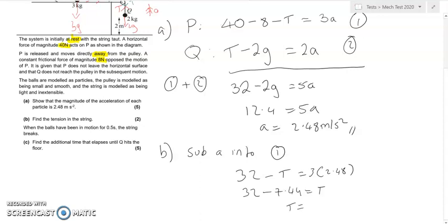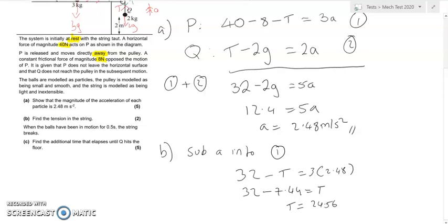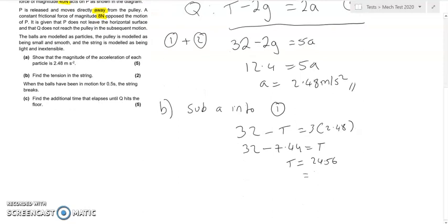So T came out as 32 minus that, which is 24.56, and so that's 24.6 newtons. Or, because g is involved, strictly speaking we should give that as 25 newtons to 2 sig fig. Now I subbed it into 1, but I'm going to sub it into 2 and show you that it's possible. It gives you the same answer.